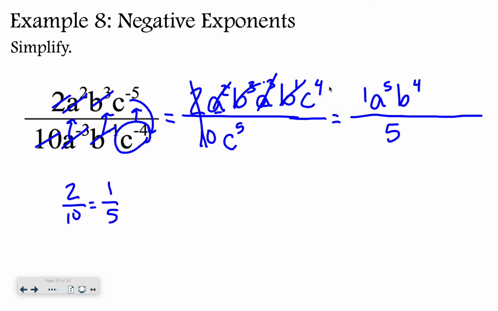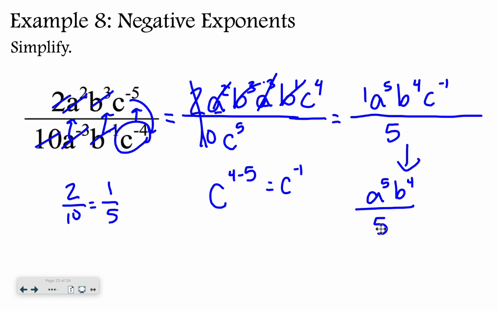Then I'm left with c's. I have c to the 4th over c to the 5th. So remember, you do the top minus the bottom, and you would get c to the negative 1. So in order to be fully simplified, I would need to move that c to the negative 1 to the bottom. And this would become my final answer.